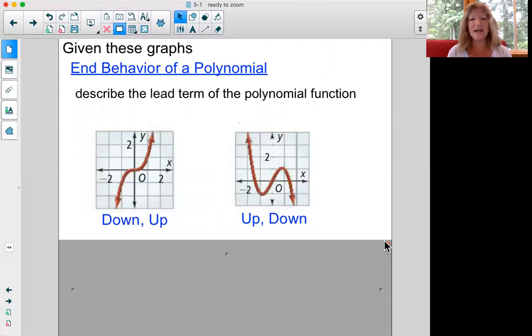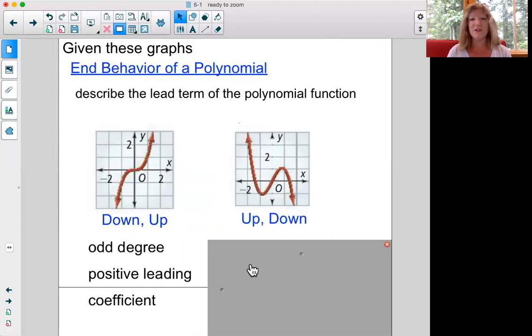Pause and try to decide what my leading term in the polynomial would be that generated this graph with this end behavior. Down, up, ends on a positive note, positive coefficient on the leading term, but odd degree. The ends are at odds with each other. They go in different directions.